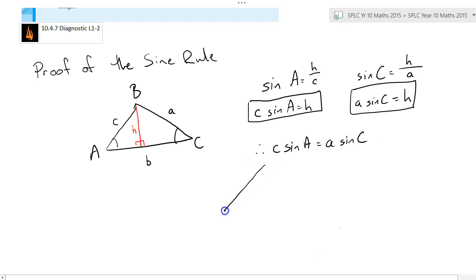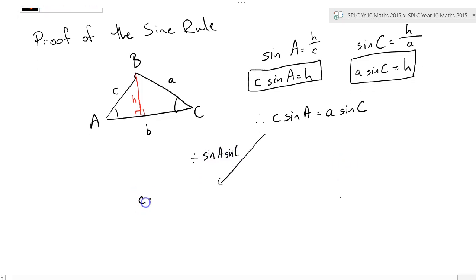Now, depending on which way you want the formula to come about, which way around you want it. If I'm looking for a side length, I want to keep the side lengths on top. So I'm just going to divide each side by sine A and sine C. So I get c sine A, and as I said, I'm going to divide it by sine A sine C.